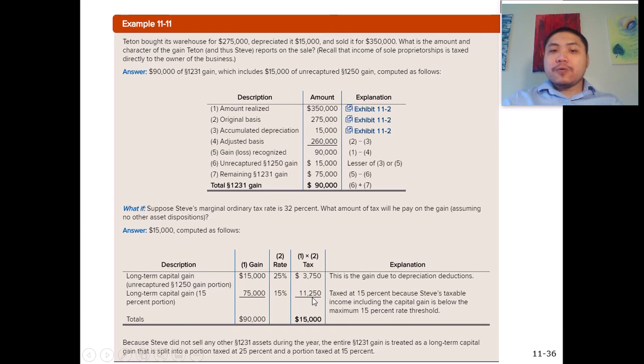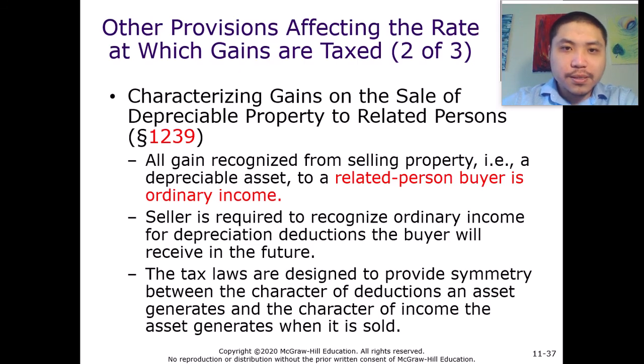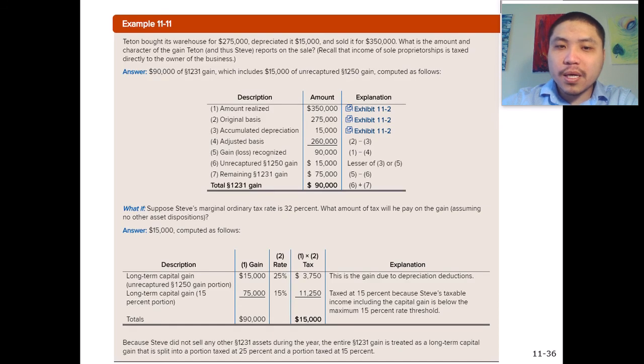So again, remember that this unrecaptured 1250 gain is not ordinary gain. It is a class of its own, and it has its own tax rate applied to it. All right. So what we just talked about was all of the subclassification of Section 1231 gain of Section 1231 assets. So let's move on.